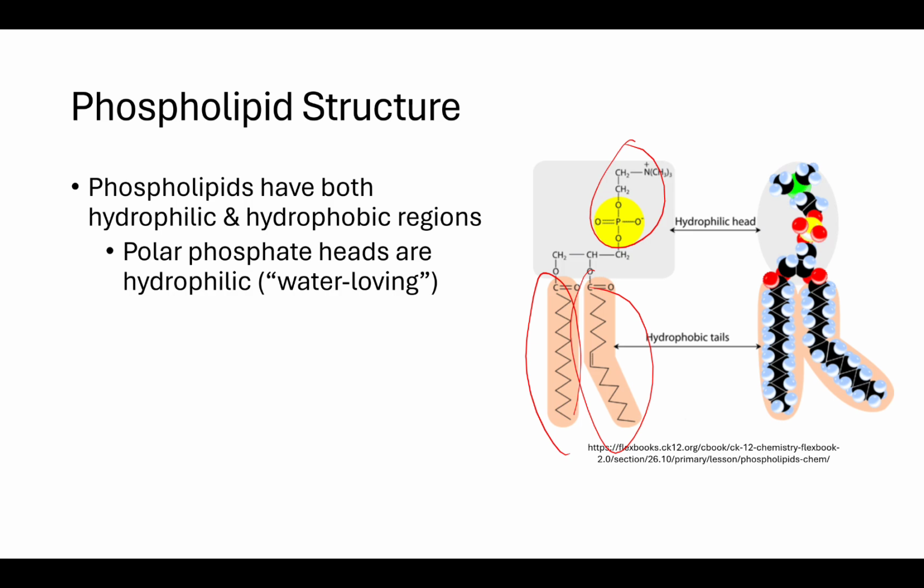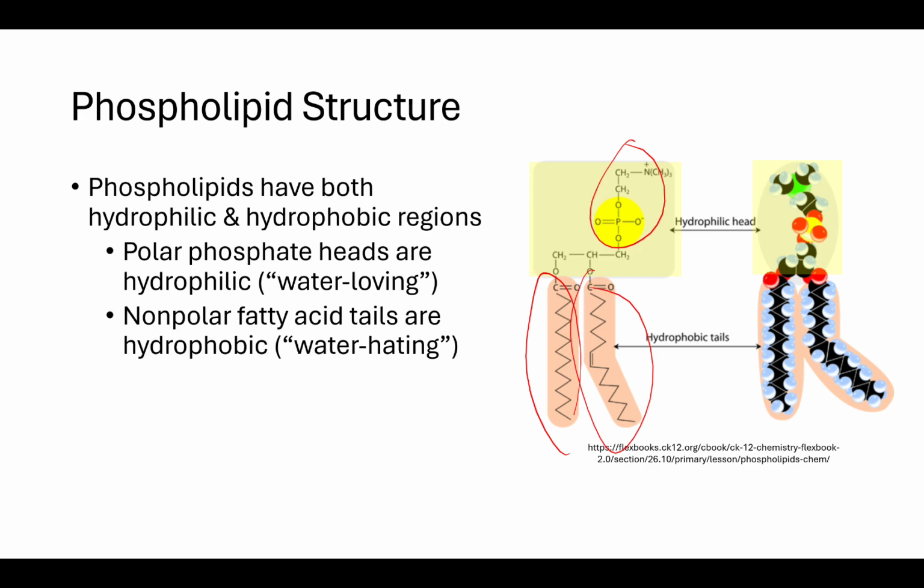They have a polar phosphate head, which is hydrophilic. Hydrophilic means water loving. So those are the areas I've highlighted in yellow. And then they have a set of non-polar fatty acid tails, which are hydrophobic, or water hating. I've highlighted those in purple here. Keep note of those colors, because we're going to keep labeling things that are hydrophilic yellow and things that are hydrophobic purple.